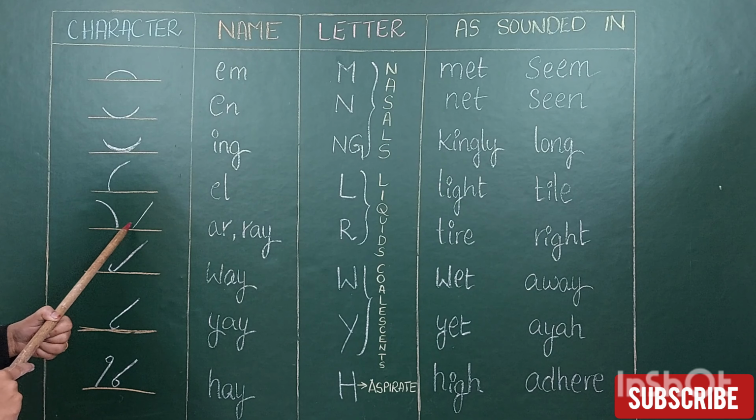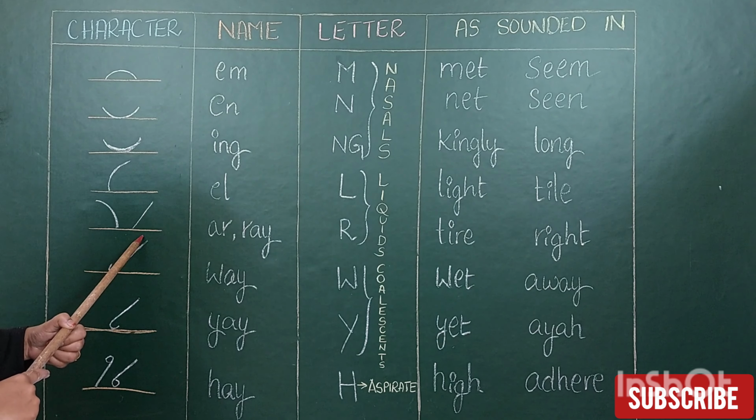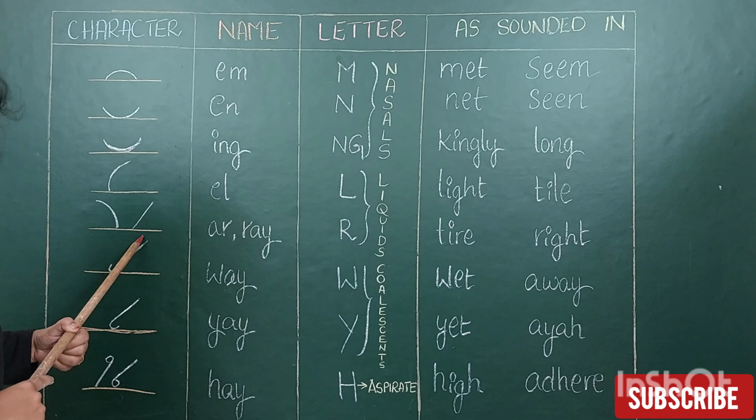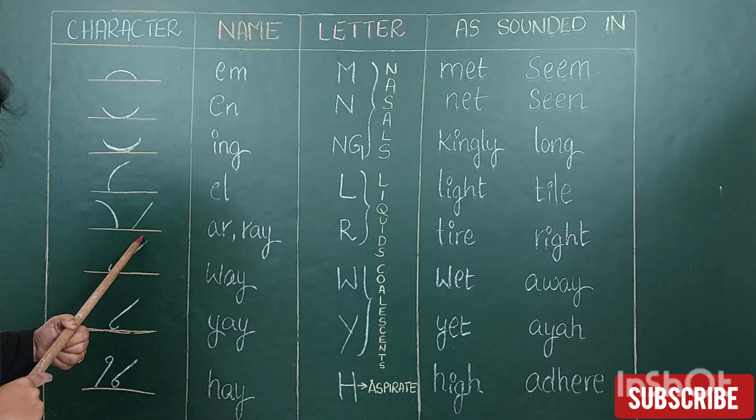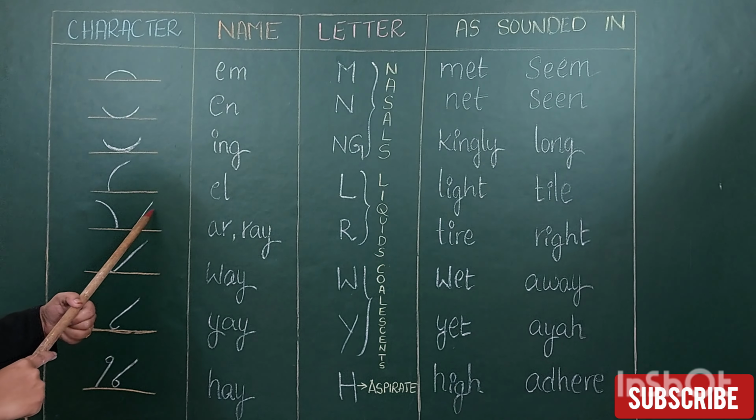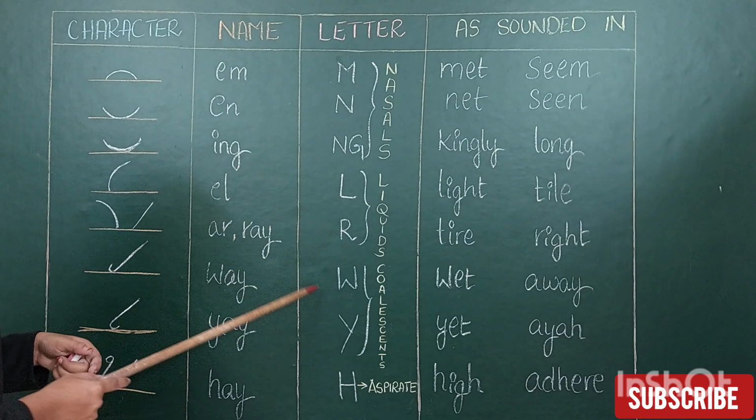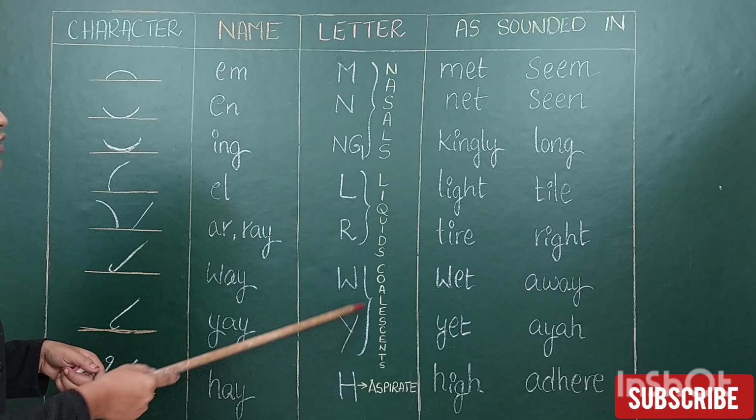R has a second form, Ray. Ray and Chay look alike, they both look the same. But when you write Chay, you write from up to down, and when you write Ray, you write from down to up. Next, W and Y, they both are coalescents.